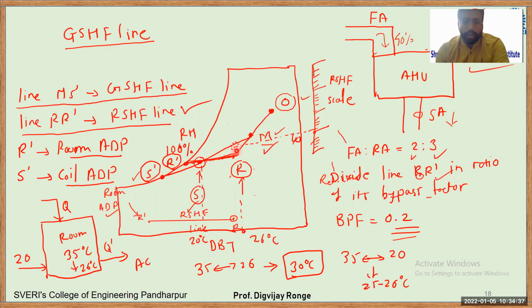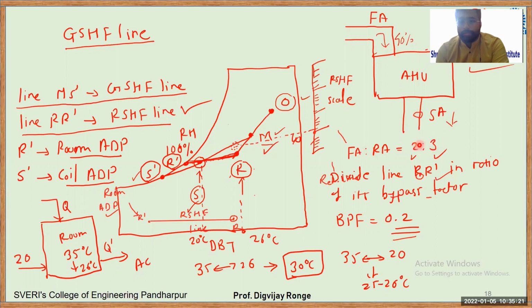So previously we had R dash, that is the RSHF line. Now when we plot the coil ADP on the saturation curve, we draw a line through the coil ADP and the mixing point, so that M S dash will be your GSHF line. I hope it's clear to you. Now suppose we have an AHU with 40% fresh air and 60% return air, and a supply air. So the ratio of fresh air to return air is 2:3. Out of 5 parts, 2 parts are fresh air and 3 parts are return air.